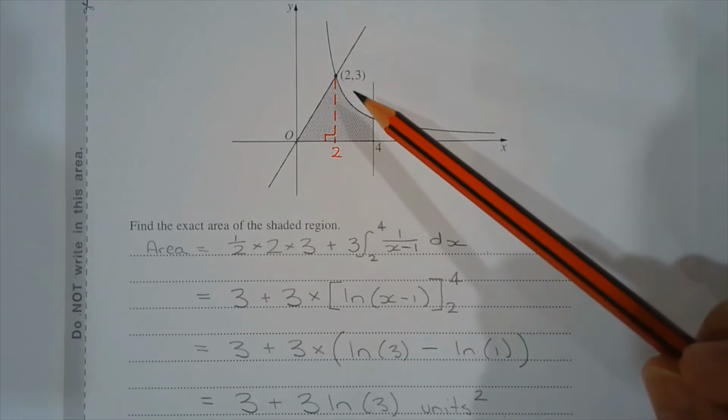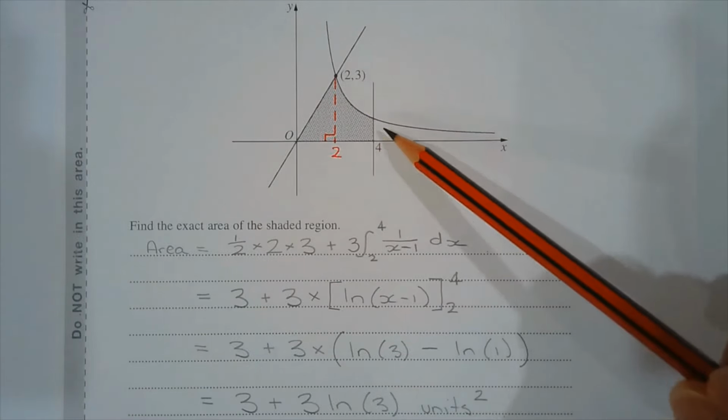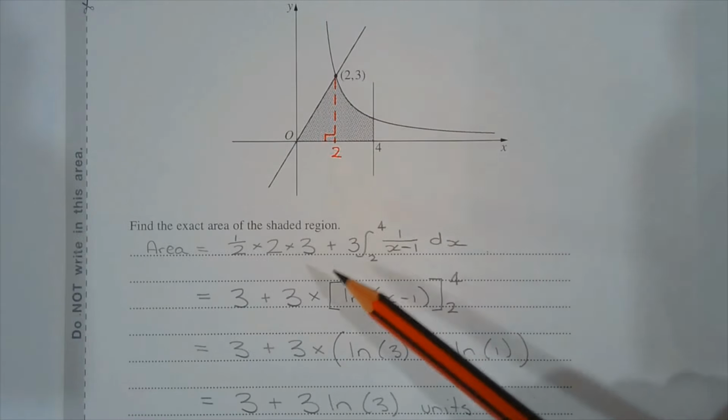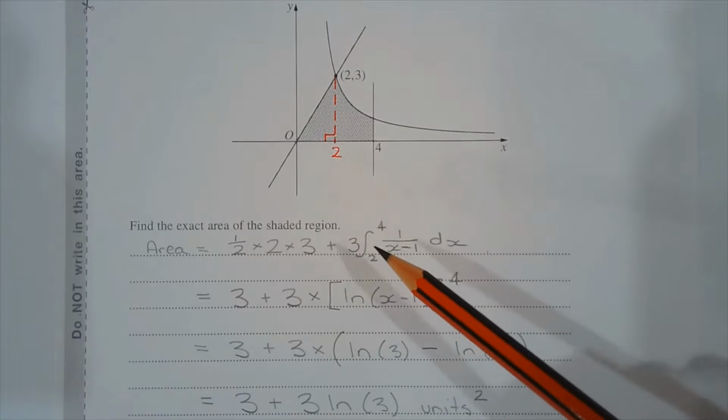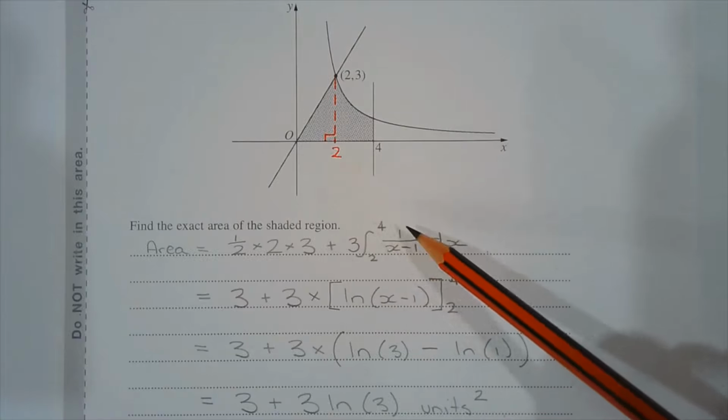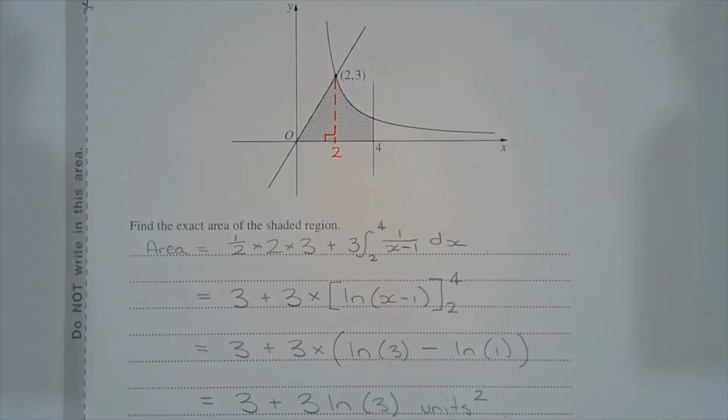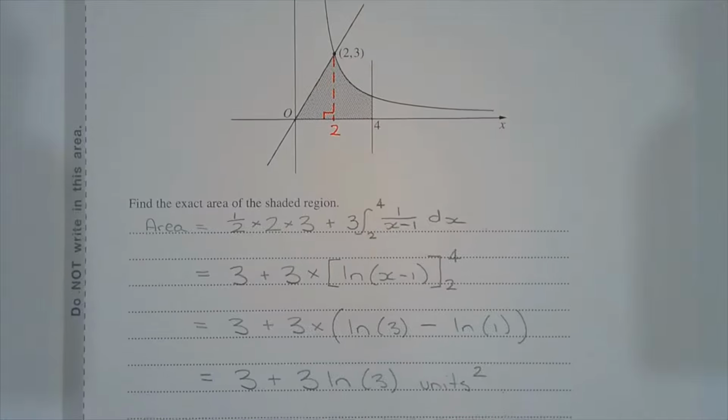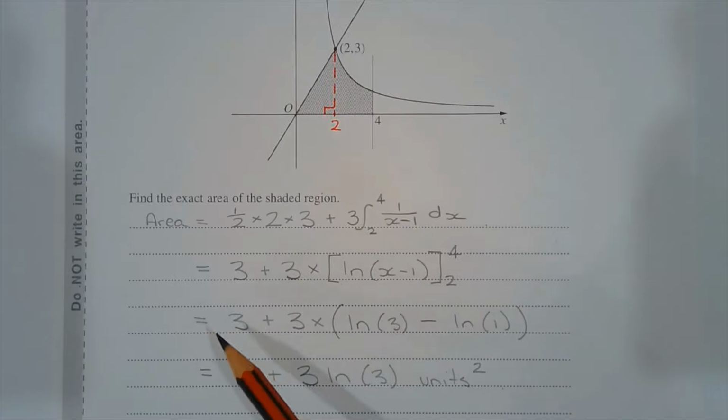And the area under the curve y equals 3 over x minus 1 from x equals 2 to x equals 4 is equal to 3 multiplied by the integral from x equals 2 to x equals 4 of 1 over x minus 1 dx. And that equals 3 plus 3 multiplied by ln of x minus 1 from x equals 2 to x equals 4. Applying the limits, we have 3 plus 3 multiplied by ln of 3 minus ln of 1, and ln of 1 is 0. And that equals 3 plus 3 multiplied by ln of 3 square units.